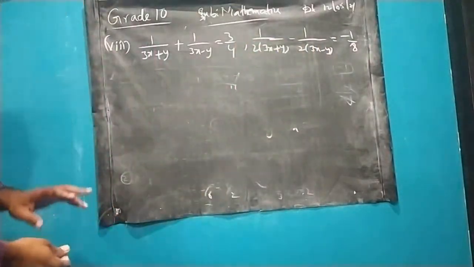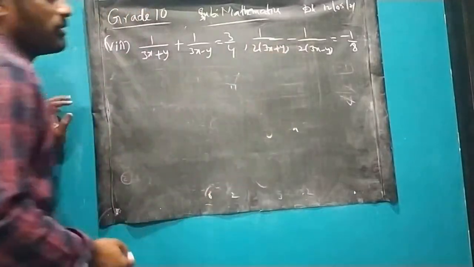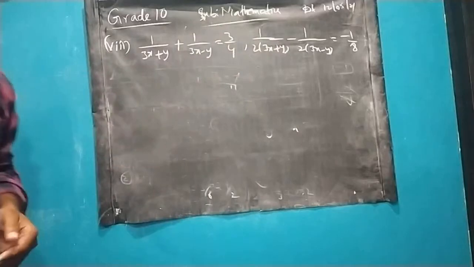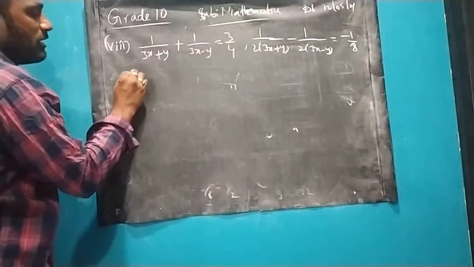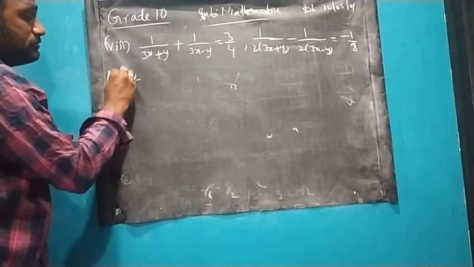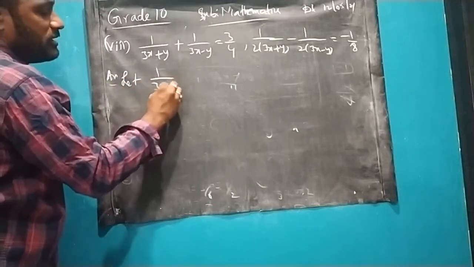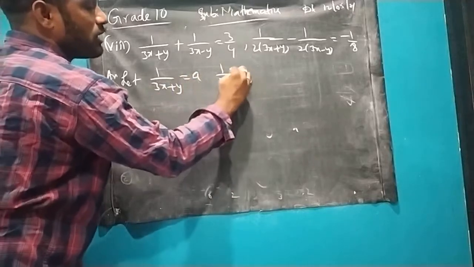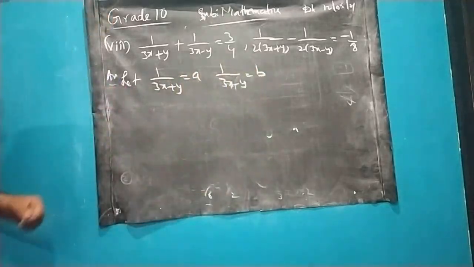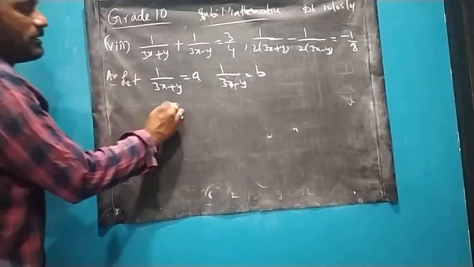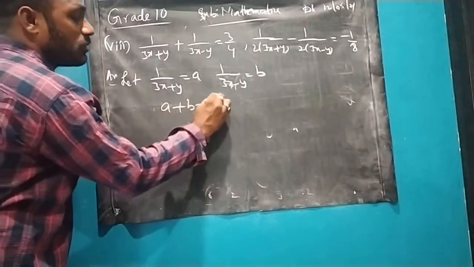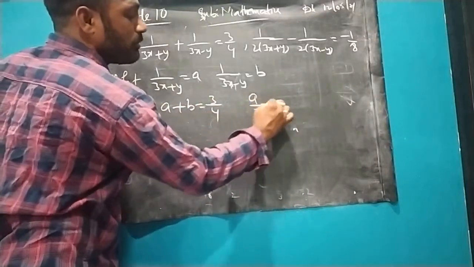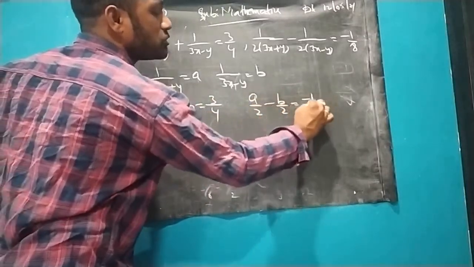Now if you observe here, it is looking something common for us. 1 by 3x plus y, 1 by 3x plus y, 1 by 3x minus y, 1 by 3x minus y. So since it is common, we can assume that let 1 by 3x plus y is equal to a, 1 by 3x minus y is equal to b. We can assume like that. So the equation will be replaced as a plus b is equal to 3 by 4. And here a by 2 minus b by 2 is equal to minus 1 by 8.